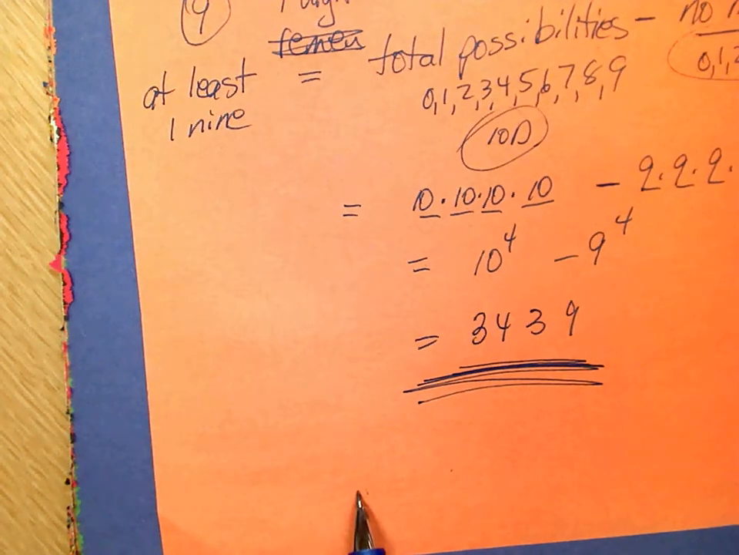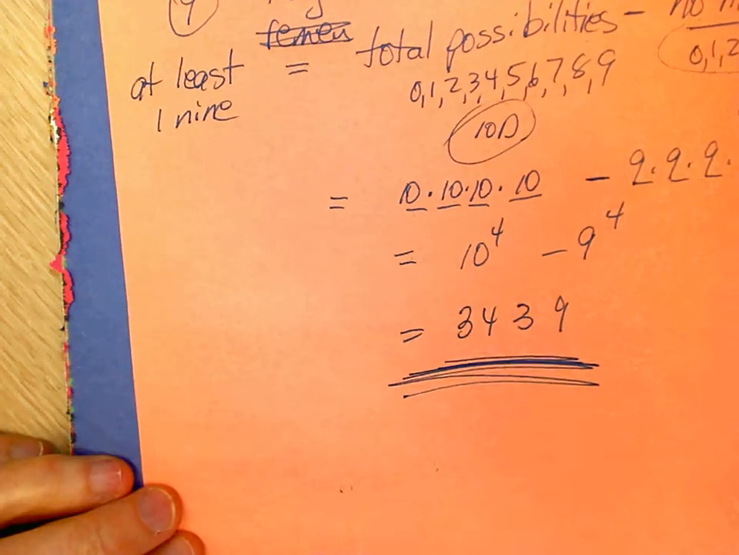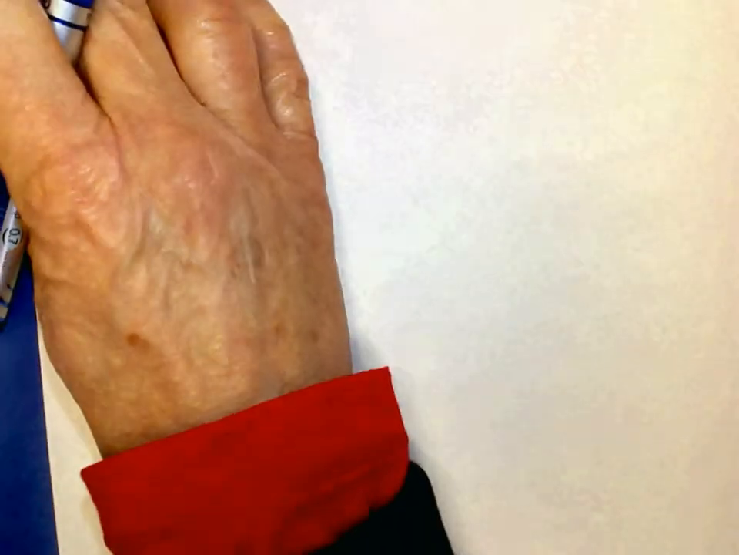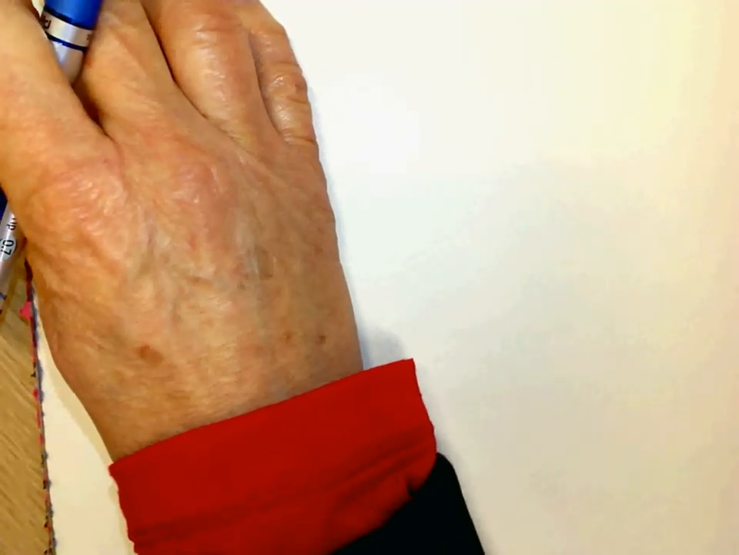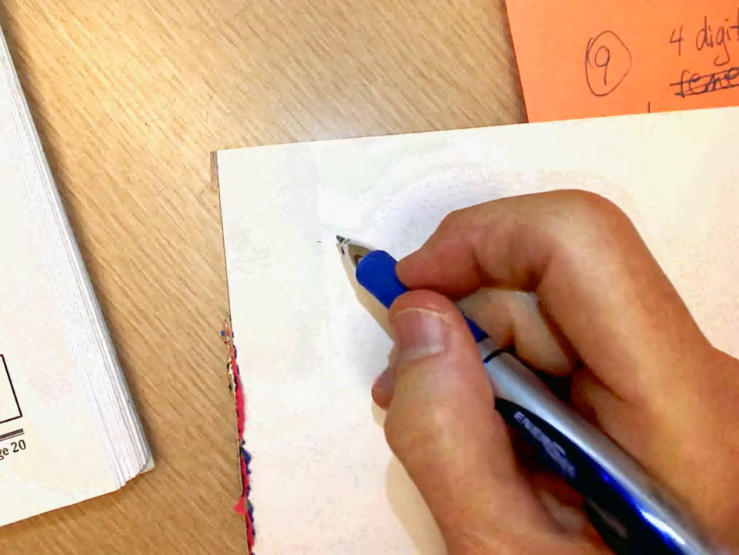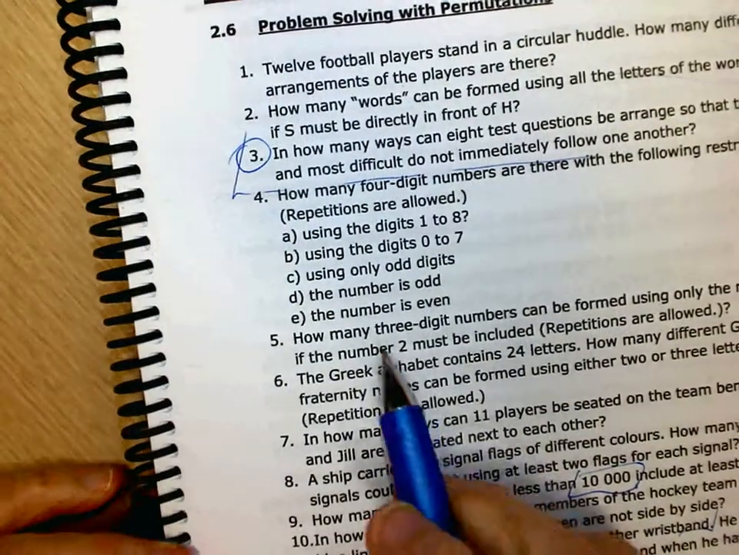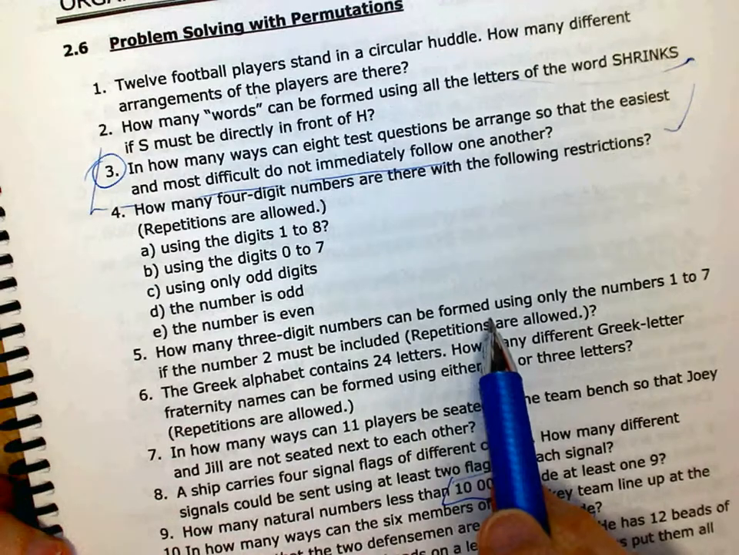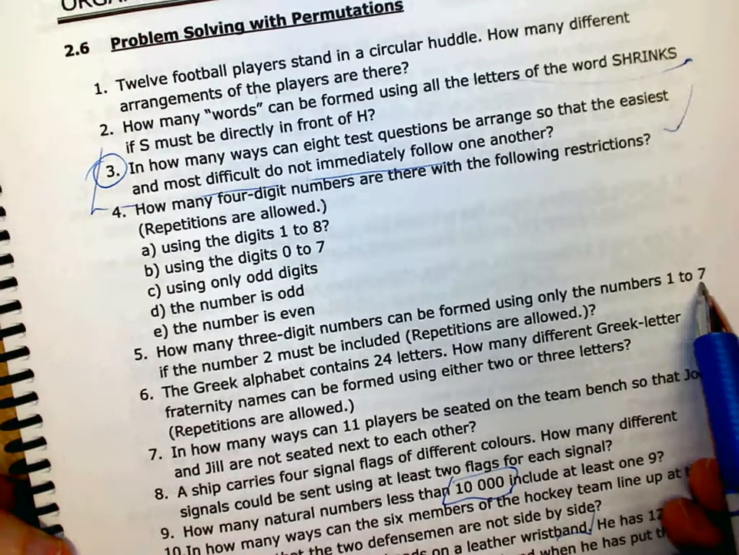Yep. 5? Number 5. I'm going to just change the color of this paper because it might be too dark to appear well. So number 5. How many 3-digit numbers can be formed using only the numbers 1 to 7? If the number 2 must be included, repetition is allowed.